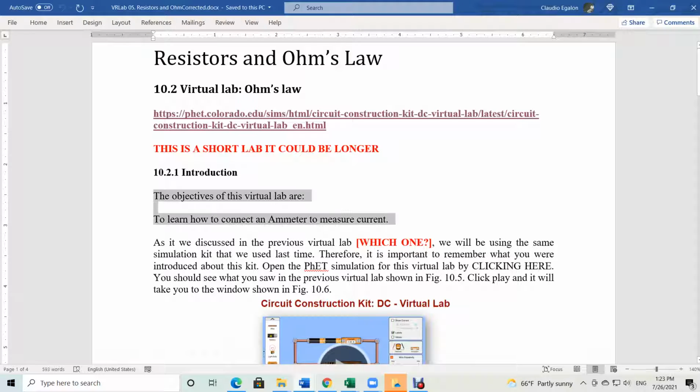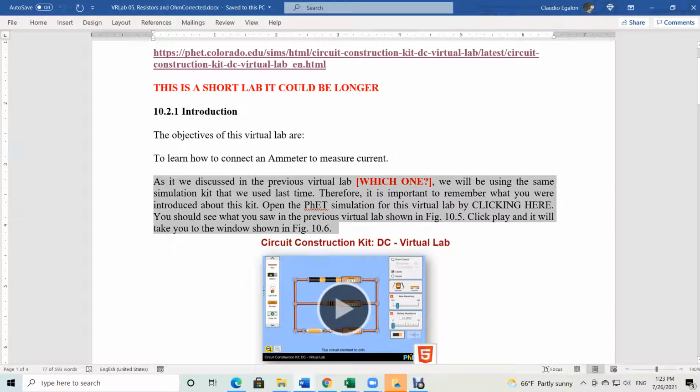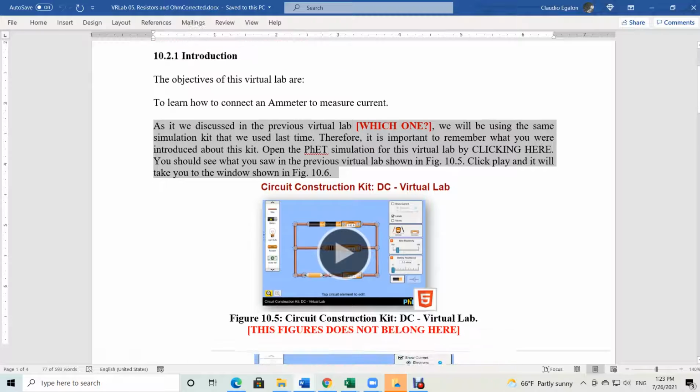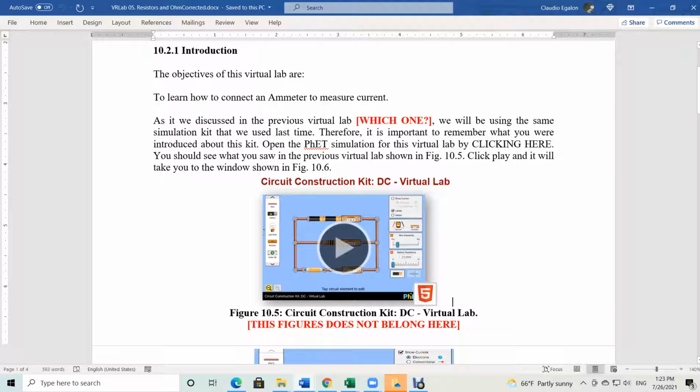The objectives of this lab are to learn how to connect an ammeter to measure current, and Ohm's law. So, the previous lab, yeah, he talked about that previous virtual lab. We'll be using the same simulation kit that we used. Well, I don't remember using this simulation, did we? Let's see. Oh yeah, we did, for the capacitor. Yeah, we did it, but it was not exactly the same simulation. It was a different one. Okay, so we'll be using the same simulation kit. Therefore, it's important to remember what you were introduced to about this kit.